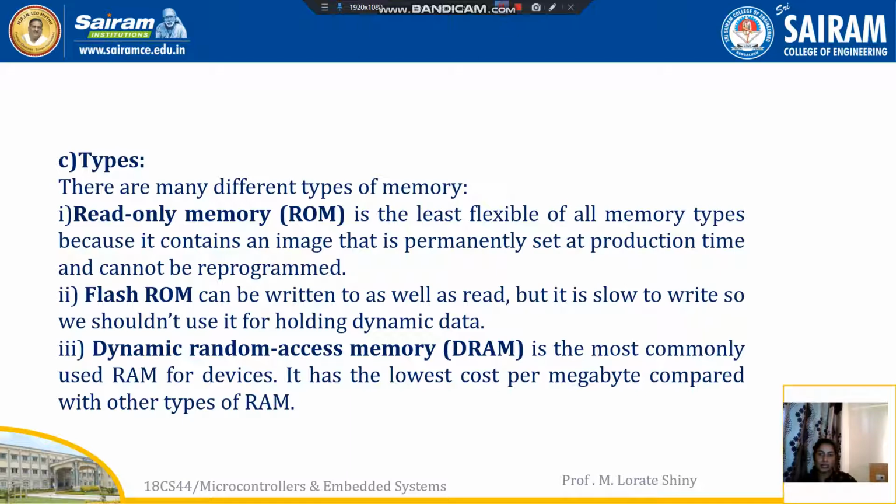Next is dynamic random access memory. Dynamic random access memory, or DRAM, is the most commonly used RAM device. It has the lowest cost per megabyte compared with other types of memory. DRAM is dynamic because it needs to have its storage cells refreshed, and every millisecond the data needs to be refreshed.